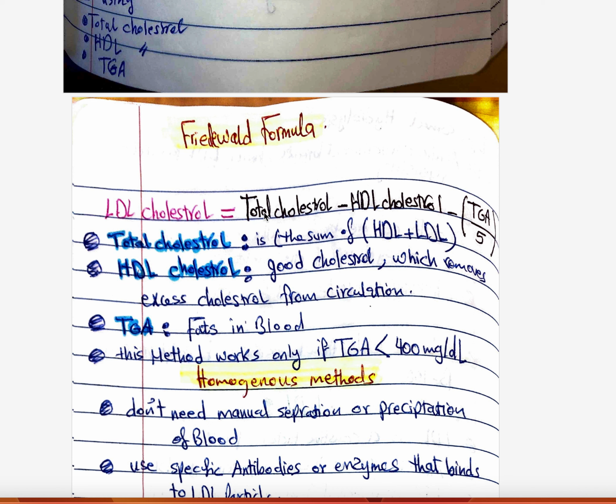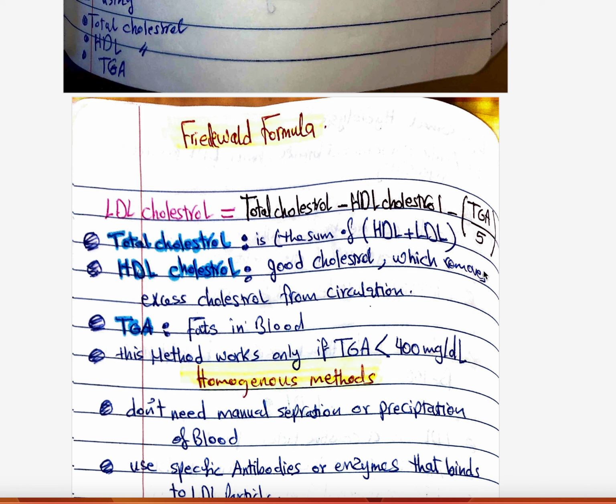The total cholesterol means the whole cholesterol that is present in the body. So it will be the summation of high density lipoproteins, low density lipoproteins, and triglyceride. It's the sum of all this stuff. The high density lipoproteins cholesterol is actually the good cholesterol, which removes excess cholesterol from the circulation, and then the triglyceride is the fat that is present in the blood, and we will divide it by 5.